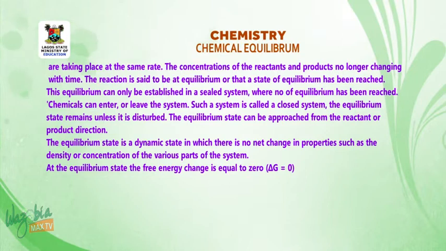The equilibrium state is a dynamic state in which there is no net change in properties such as the density or concentration of the various parts of the system. At equilibrium state, the free energy change is equal to 0. That is, delta G equals 0.